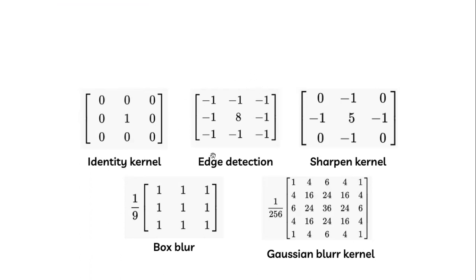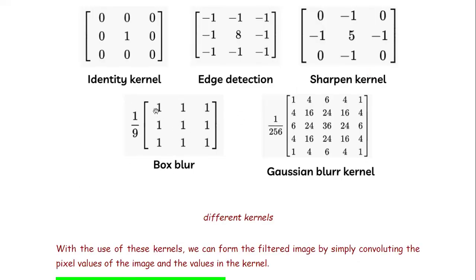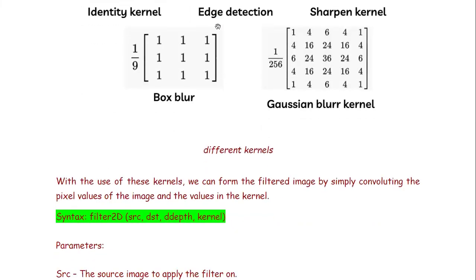For edge detection, we are using -1, -1, -1, -1, 8, -1, -1, -1, -1. For the sharpening kernel, 0, -1, 0, -1, 5, -1, 0, -1, 0. Then for box blurring, 1/9 with all ones, 1, 1, 1, right? Then for the Gaussian blur kernel, 1/256, and these are the values. So different kernels for different purposes.